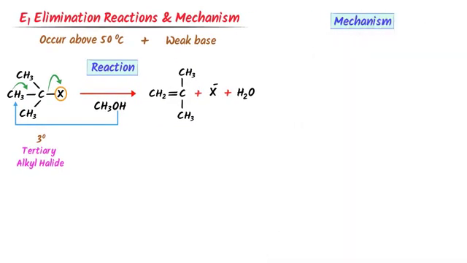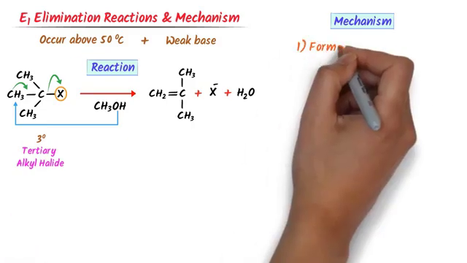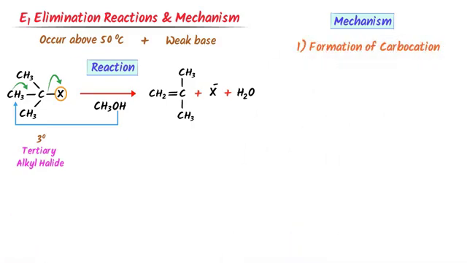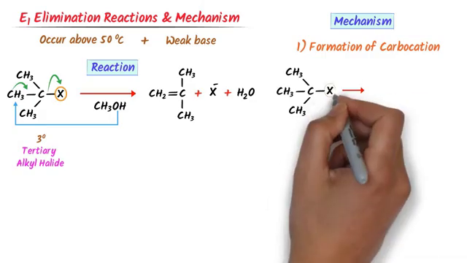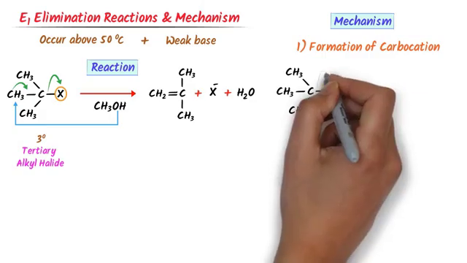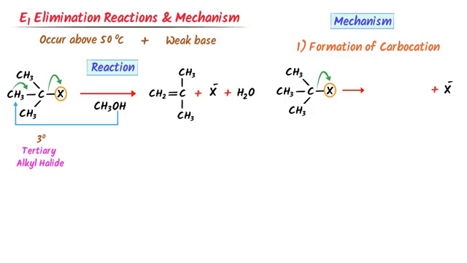Now what about the mechanism of E1 elimination reaction? Well, we have already learned that in the first step, carbocation is formed. As usual, we take third-degree alkyl halide. This halogen being electronegative takes its electrons and leaves the alpha carbon. That's why we call it leaving group. As a result, we get this 3-degree carbocation or tertiary carbocation plus this halogen ion. Remember that it is a slow step.